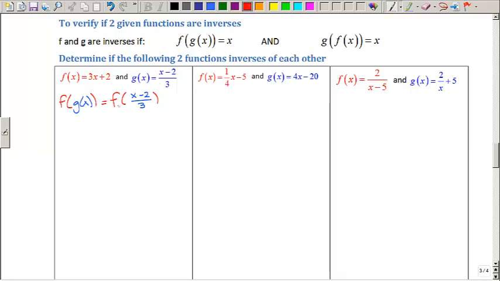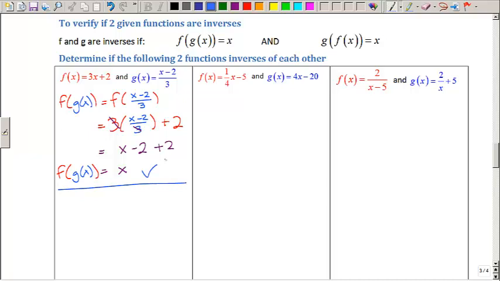Now I would like to do f of this function, f of x minus 2 over 3. So I know that the f function says 3 times x plus 2. But instead of x, I'm going to replace x with the expression x minus 2 over 3. Then I'm going to reduce. The 3's divide out. I'm left with x minus 2 plus 2, or x. So therefore, f of g of x is equal to x.